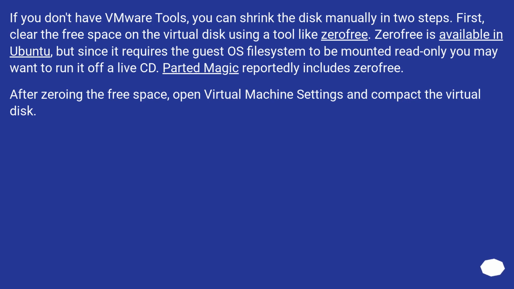If you don't have VMware Tools, you can shrink the disk manually in 2 steps. First, clear the free space on the virtual disk using a tool like ZeroFree. ZeroFree is available in Ubuntu, but since it requires the guest OS file system to be mounted read-only, you may want to run it off a live CD. Parted Magic reportedly includes ZeroFree.